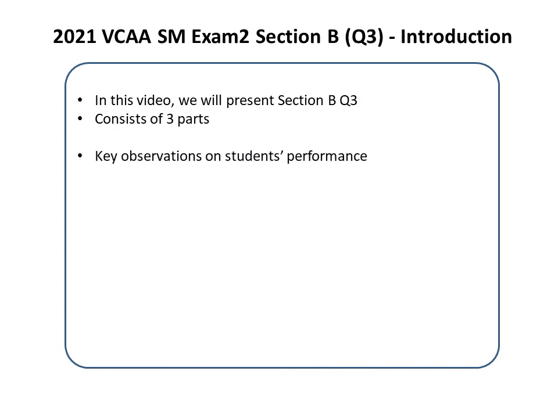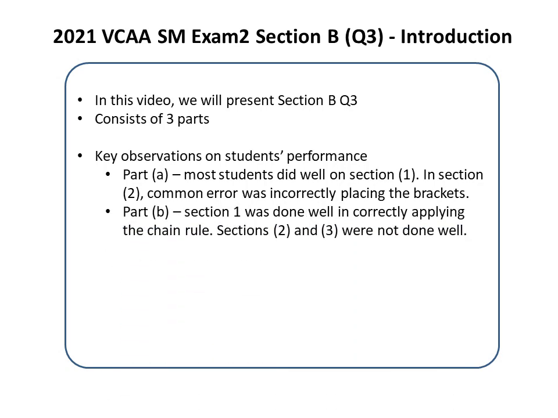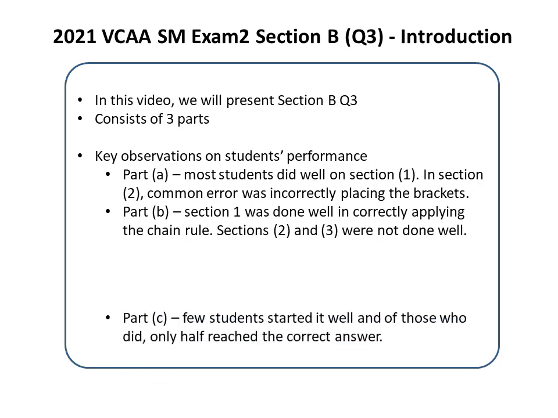Most students handled section 1 of part A well. However, the common error in section 2 of part A was incorrectly placing the brackets. In section 1 of part B, most students handled this question well, correctly applying the chain rule to obtain the required form. However, most students did not score well in both sections 2 and 3 of Part B.